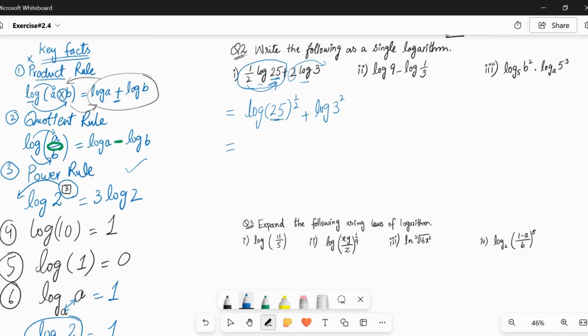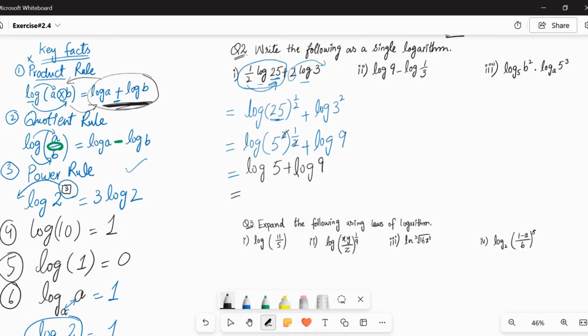नाउ 25 को मैं कैसे लिख सकती हूँ? मे आई राइट इट लाइक दिस, 5 square, राइट? एंड 1/2 प्लस log 3 square is basically 9. Now these two and these two will cancel out each other and we are left with log 5 plus log 9, right? Now there is a positive sign over here, so we can use the product rule. So we have the right hand side of the product rule and we want to convert it to the left hand side.